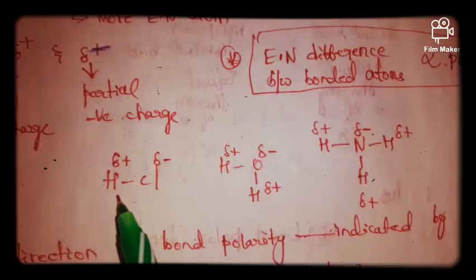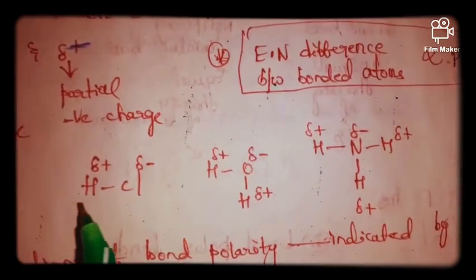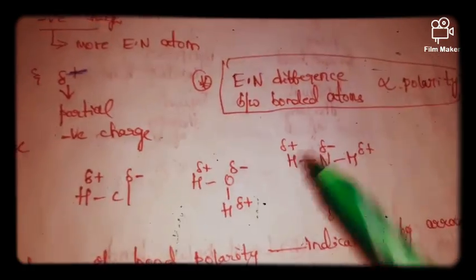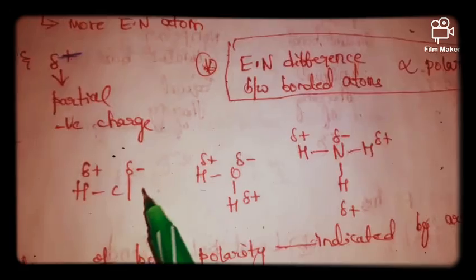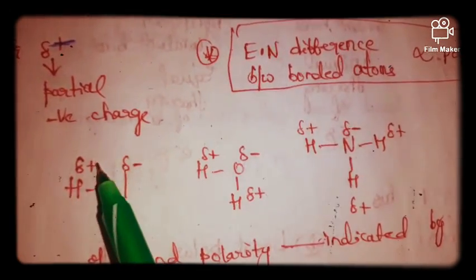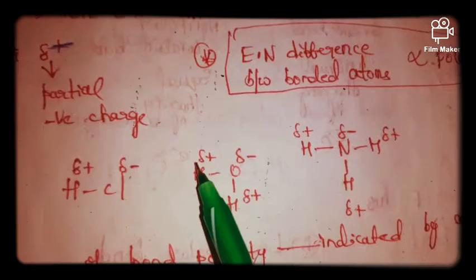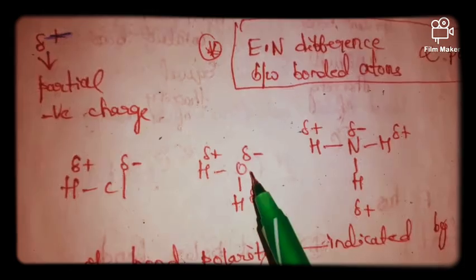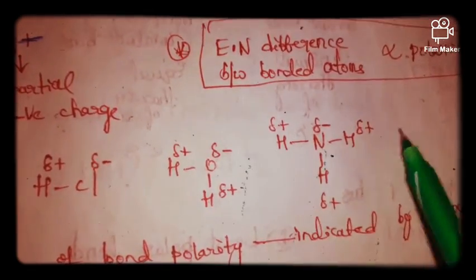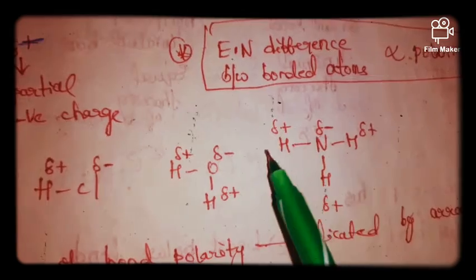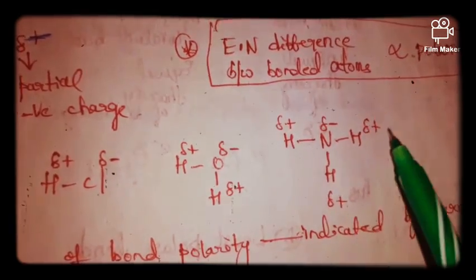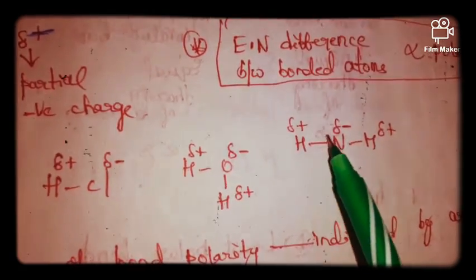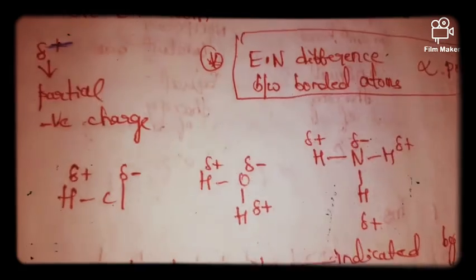Next, see, H and Cl. If we observe the electronegativity, chlorine has more electronegativity, so as it has more electronegative nature, it will get a partial negative charge and hydrogen will get a positive charge. Here also I have mentioned partial positive charge on hydrogen and partial negative charge on oxygen, because it will have more electronegativity. Same thing here also, partial positive charge on hydrogen and partial negative charge on nitrogen, because it has more electronegativity, that's why it got a partial negative charge.